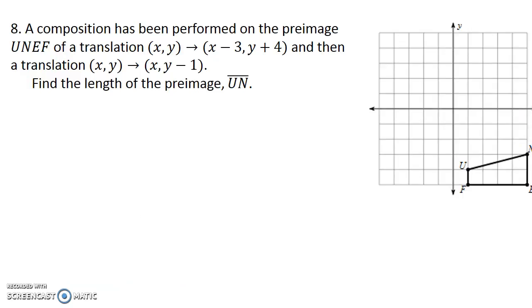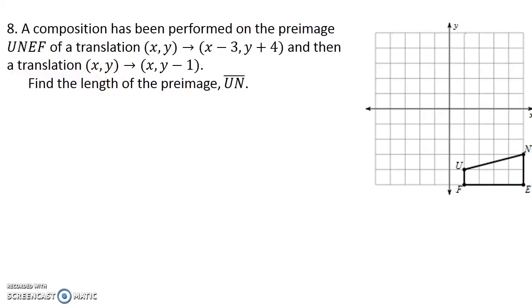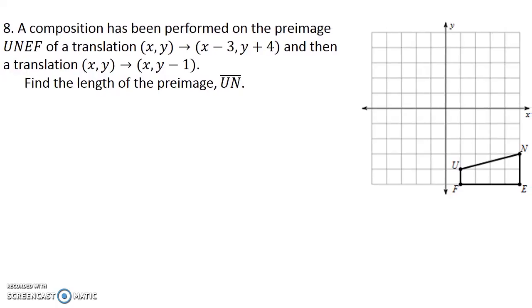So the number 8, a composition has been performed on the pre-image of UNEF, what's graphed for us, so that it's taking it x minus 3, y plus 4, and then x, y minus 1. The first question, though, is just what's the length of the pre-image UN? UN's already graphed for us. UN is right here. All I want to know, don't do any translations at all, what's the length of this? That's something from first semester that you still need to remember how to do.